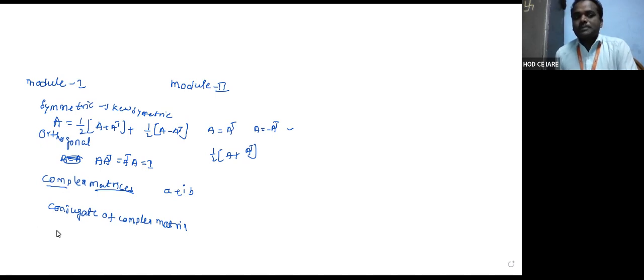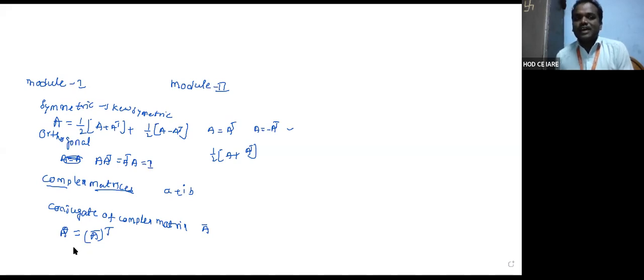Next, for the transpose of the conjugate complex matrix, we write the conjugate of the complex matrix and then apply the transpose. Transpose means interchanging the rows and columns. That is called the transpose of the conjugate of the complex matrix. The conjugate of a complex matrix is denoted by A bar, so A bar whole power of T is called the conjugate transpose of the matrix, denoted A power of theta.